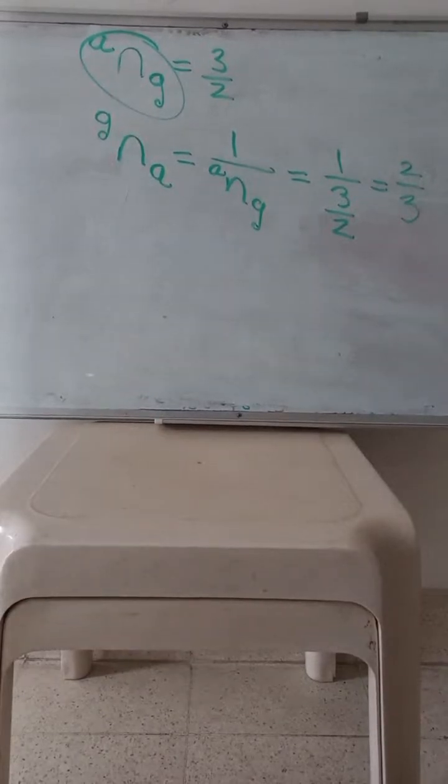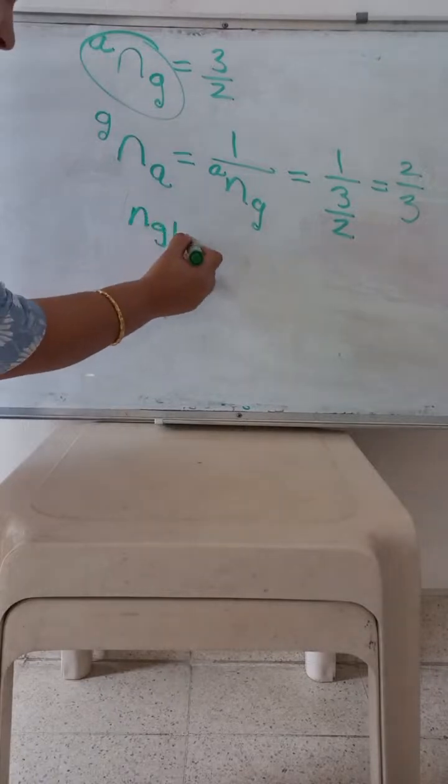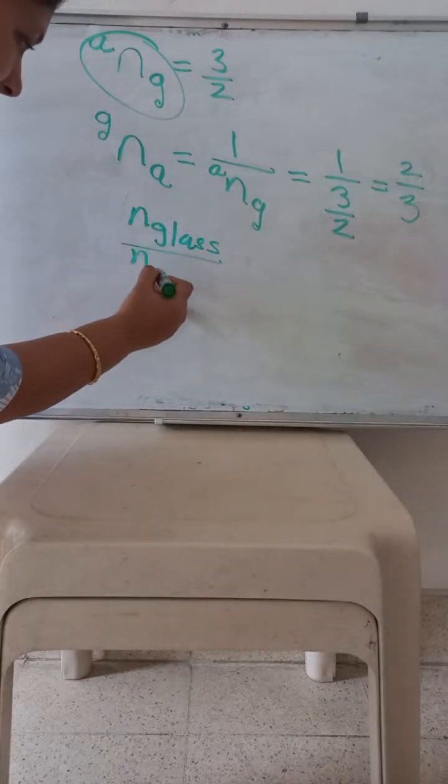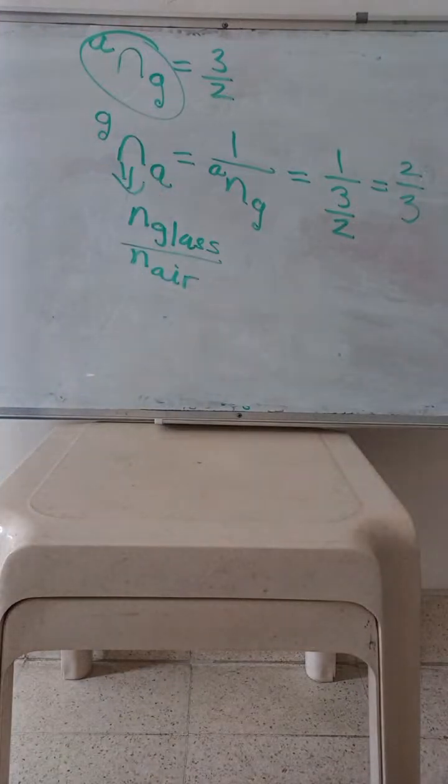1 mark MCQ questions, mostly they are asking. So in short we can write it here, C glass by C air. We are writing here N glass divided by refractive index of air. This formula can be split like this. One mark question. We are using the principle of reversibility, because the light is traveling from glass to air and air to glass. So you will get the answer 2 by 3. Simple one mark question.